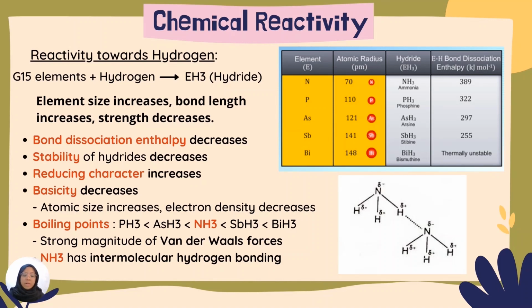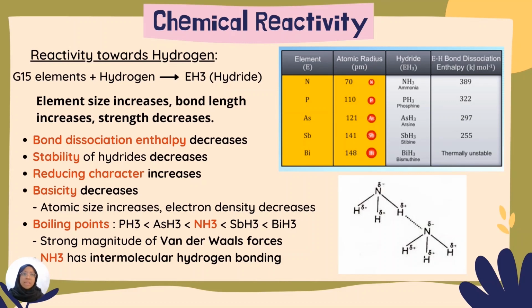But I want to clarify something. When we talked about physical properties of group 15 elements, we already saw the elements such as nitrogen, phosphorus, arsenic, antimony, and also bismuth, how their melting points change, and also how their boiling points differ from each other. But now, we are going to see the chemical properties of their compounds, which are hydrides.